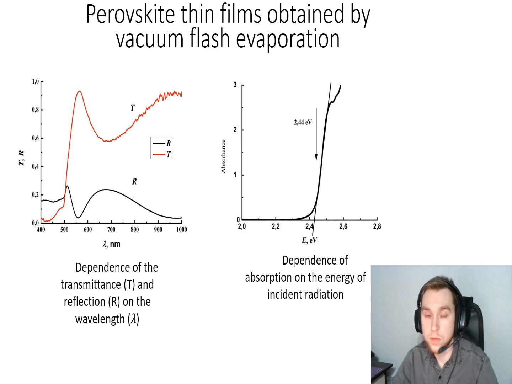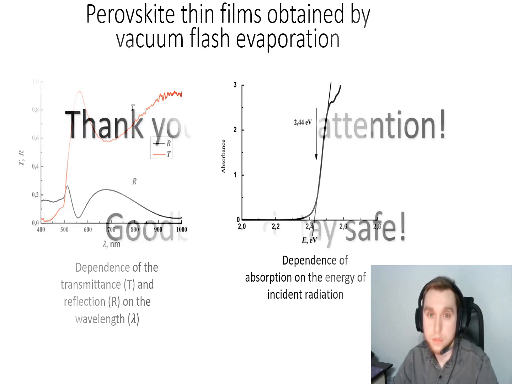Violation of stoichiometry due to the high temperature of the substrate, or violation of stoichiometry as a result of degradation of both the starting material and the already deposited film as a result of contact with air and under the influence of radiation. We hope to resume international cooperation soon and achieve better results.